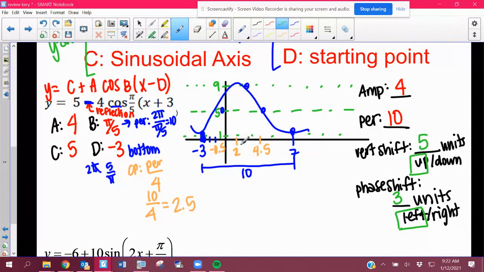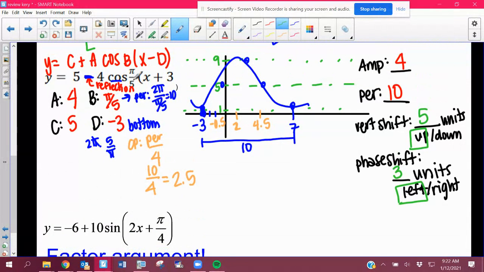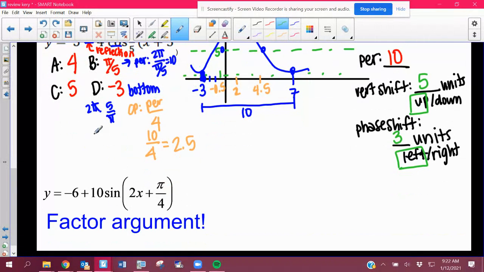There's lots more examples of this on the review. The biggest thing, again, is to remember before you start doing anything, if your little number, your B value, is not outside the parentheses, on the inside, you're going to need to factor your argument. I'm not going to graph this one, but in order to factor this, remember, I need this 2 to be outside the parentheses. So if I take a 2 out of this 2x, I'd be left with an x. If I take a 2 out of pi over 4, I would be left with pi over 8. So my phase shift just changed because of that.